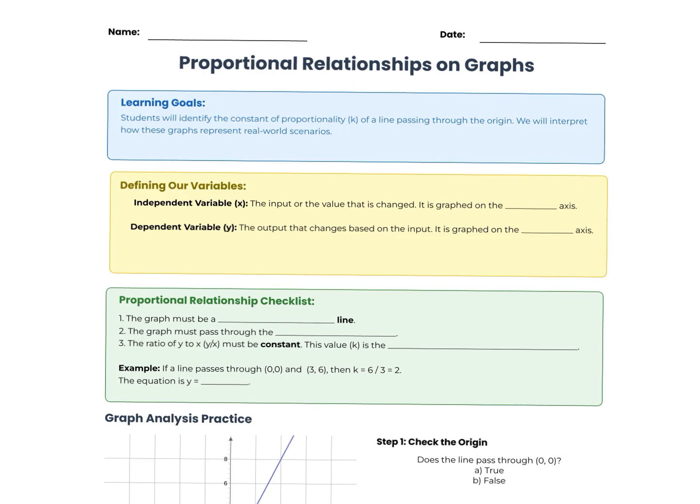Okay, welcome. Today we're going to talk about proportional relationships on graphs, and specifically focusing on a constant of proportionality, and what that is and what it means.